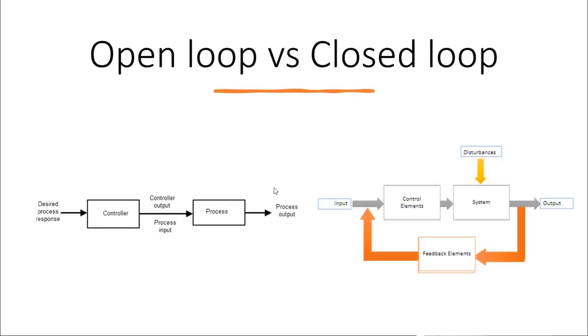And then there are two types, which are open and closed loop. The open loop is quite straightforward, like we talked about before. It's just the IPO model, so you get an input, process, and output.